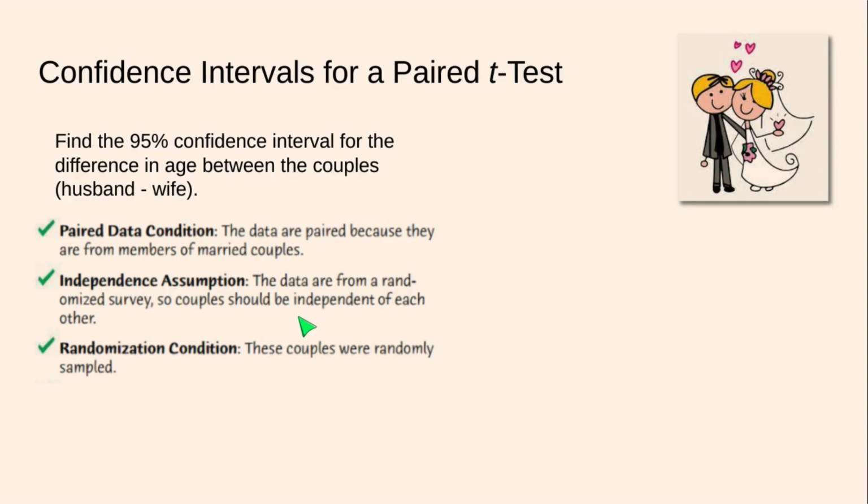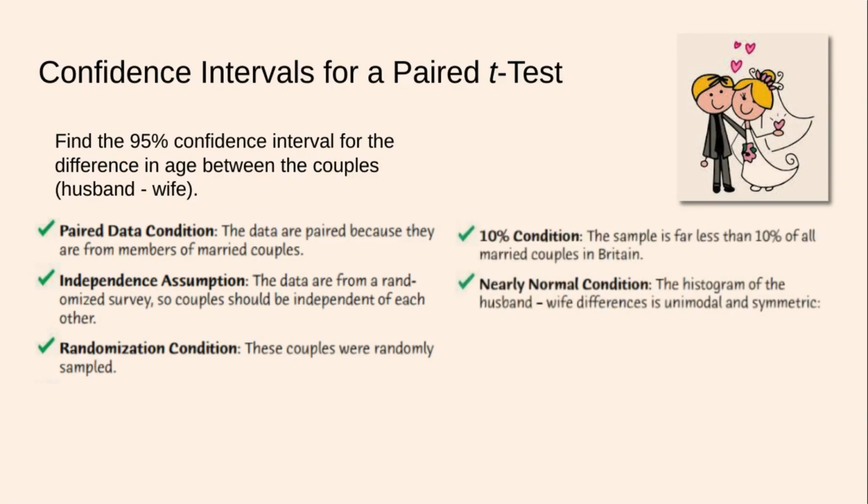We have reason to assume independence within each sample. We can check that via randomization. These couples are randomly sampled. 10% condition, it's far less than 10% of all married couples in Britain. Nearly normal condition is more than satisfied. That was a wonderful histogram there.